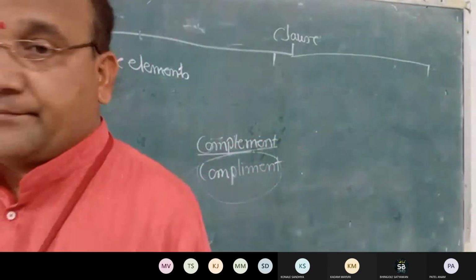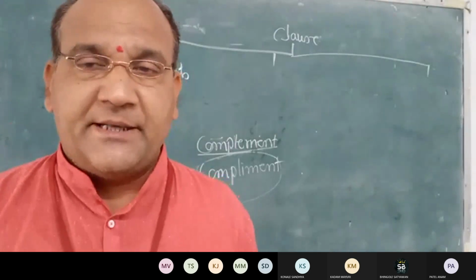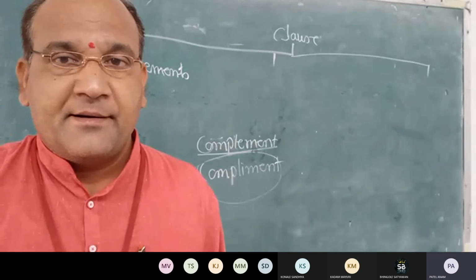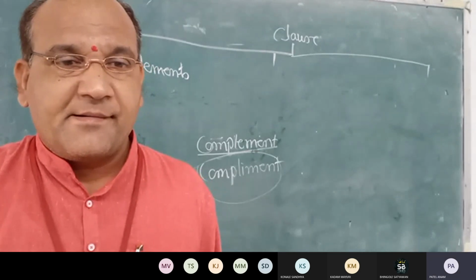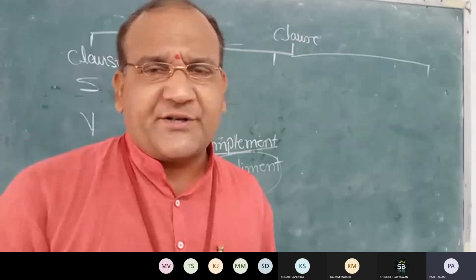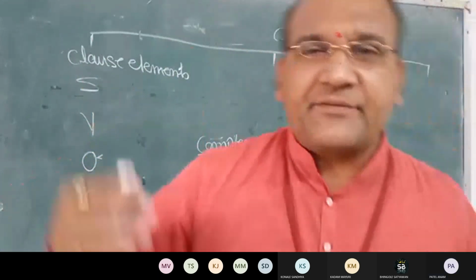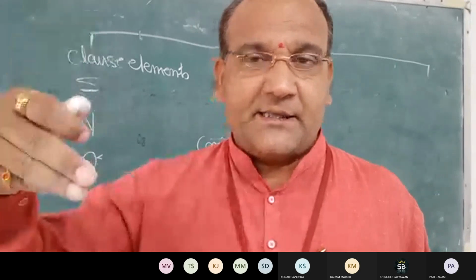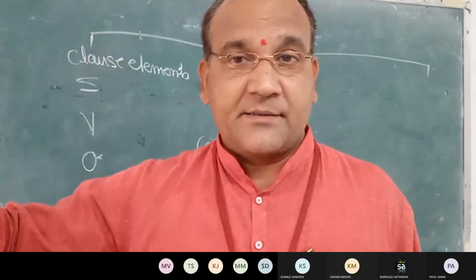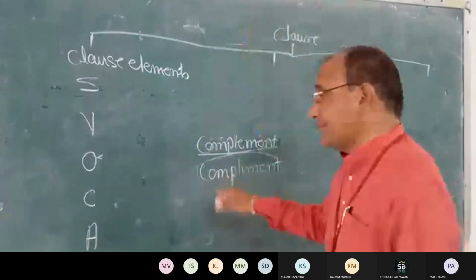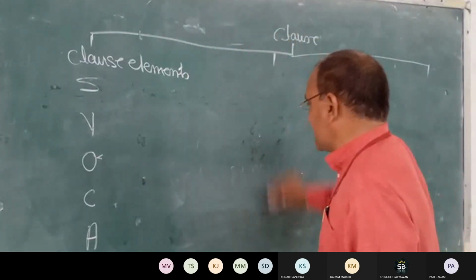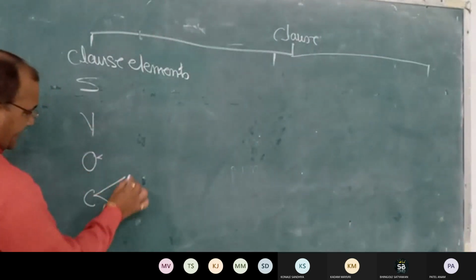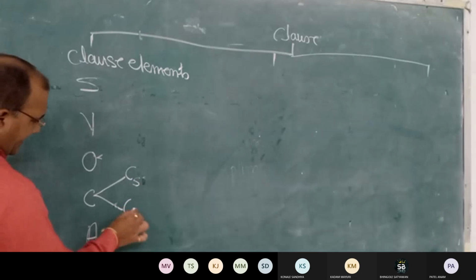C-O-M-P-L-I-M-E-N-T. Any idea? Complimenting someone or wishing something, a sort of a wish. Say when we gift someone something, there is a card we put on that, and on that it is written, with best compliments. Right? That is this one. So as I said, complement is such a unit which relates itself either to subject or to object. So there would be complement to subject and complement to object.